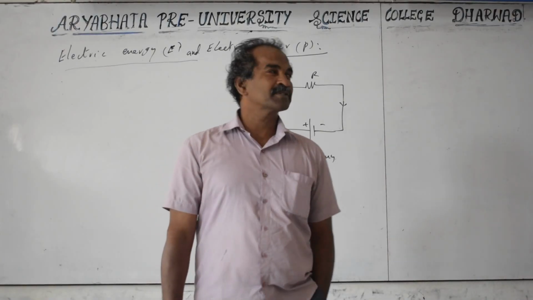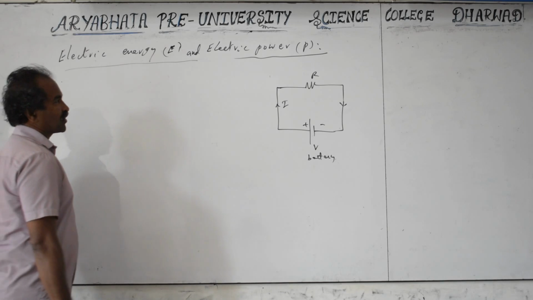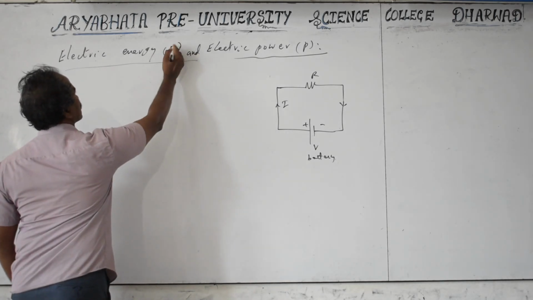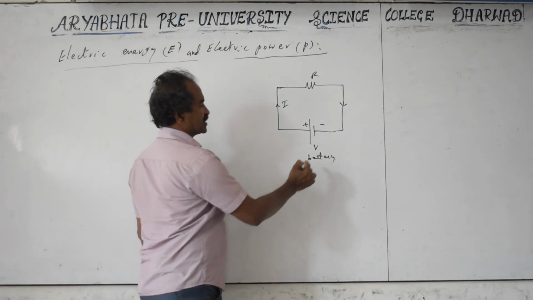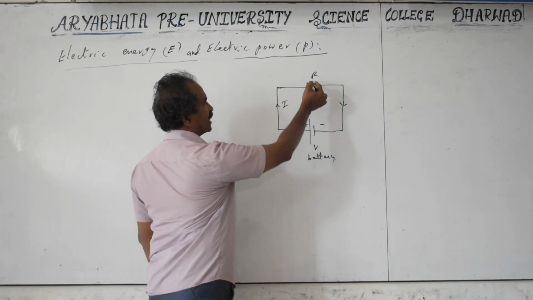Good morning, students. We stopped at electrical energy, electric potential, and electric power. The electrical energy symbol is E, and sometimes we take the symbol U for potential energy. Then consider the external resistance.